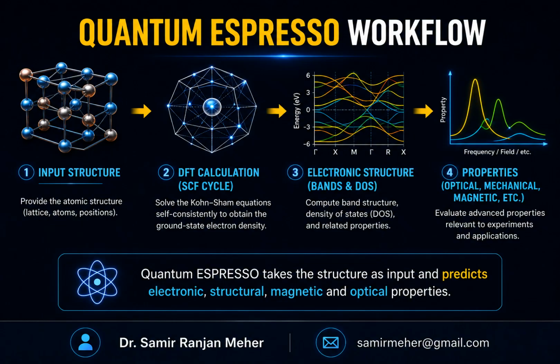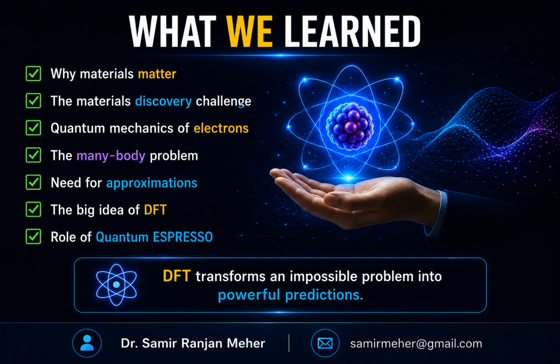Let us summarize what we have learned. Materials drive technological progress. Discovering new materials is a major scientific challenge. Material properties originate from electrons and quantum mechanics. The exact many-body problem is too complex to solve directly. Approximations are therefore essential. Density functional theory replaces the complexity of many interacting electrons with the simpler concept of electron density. And software tools such as Quantum ESPRESSO transform these ideas into practical predictions. This is why DFT has become one of the most powerful methods in modern materials science.